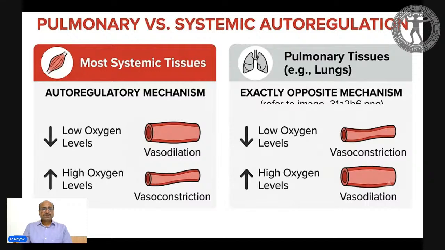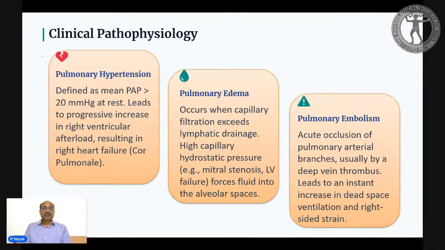In most systemic tissues, the autoregulatory mechanism is something like this: with low oxygen levels, vasodilation should be there, so that oxygen supply can be there. With high oxygen level, vasoconstriction. But it is opposite in case of pulmonary tissues, where vasoconstriction is seen with low oxygen level, and high oxygen level causes vasodilatation, so that proper gaseous exchange can be given. The mechanism for this is potassium ion channels. So those who are interested can read more of it. It is really a nice point to discuss.